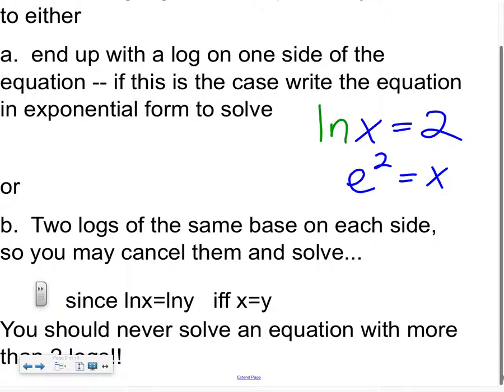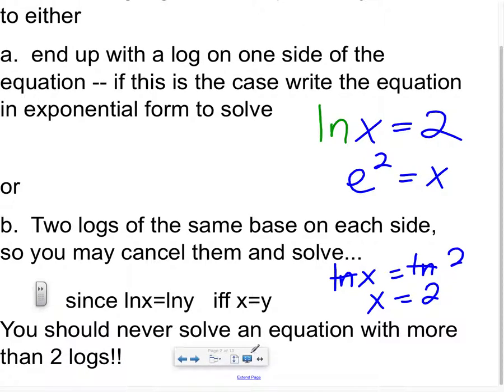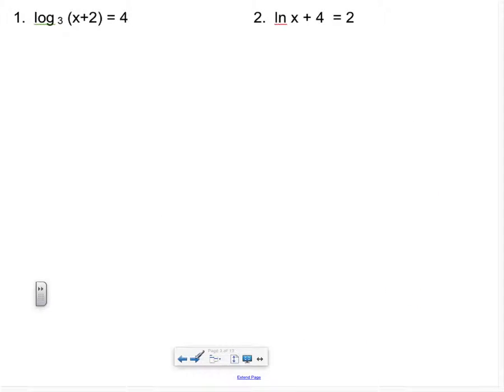Two logs of the same base, one on each side, you may cancel them and solve. If I have the ln of x equals the ln of 2, you see that you have one log on each side. The only way these can be equal is that x has to equal 2. So if you have one log on each side, they can cancel each other out. You can only have one log, not many logs. That's where some of our log rules come into play. You should never have an equation with more than two logs, meaning one log on each side, otherwise you're not going to get the right answer. So we have to condense like we did yesterday. Some practice here.